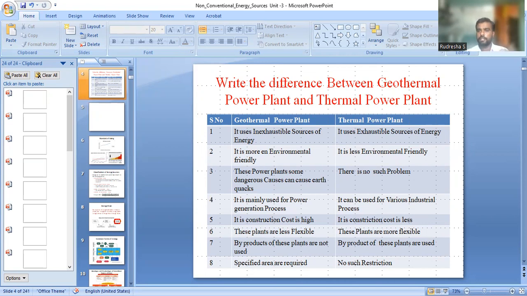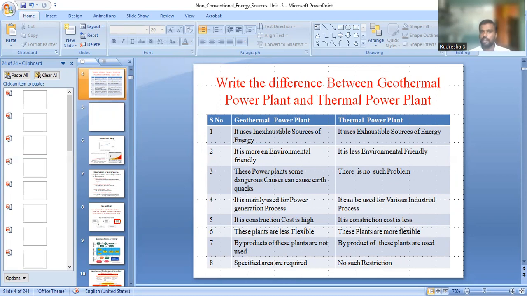See, what are the major differences between a geothermal power plant and a thermal power plant? Geothermal power plants use inexhaustible sources of energy, like heat energy, and thermal power plants use exhaustible sources of energy. What is meant by exhaustible sources of energy? It means coal, that is called an exhaustible source of energy.